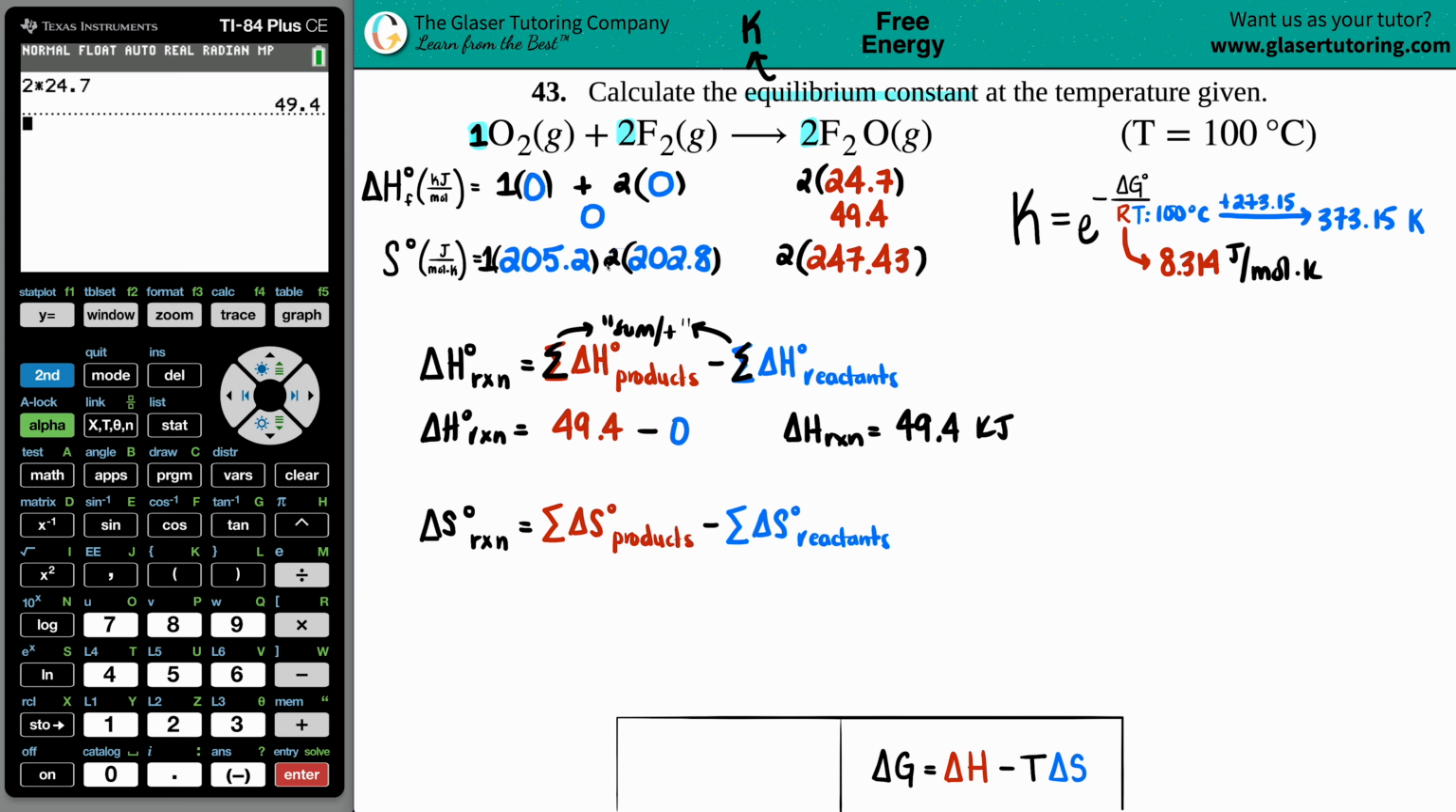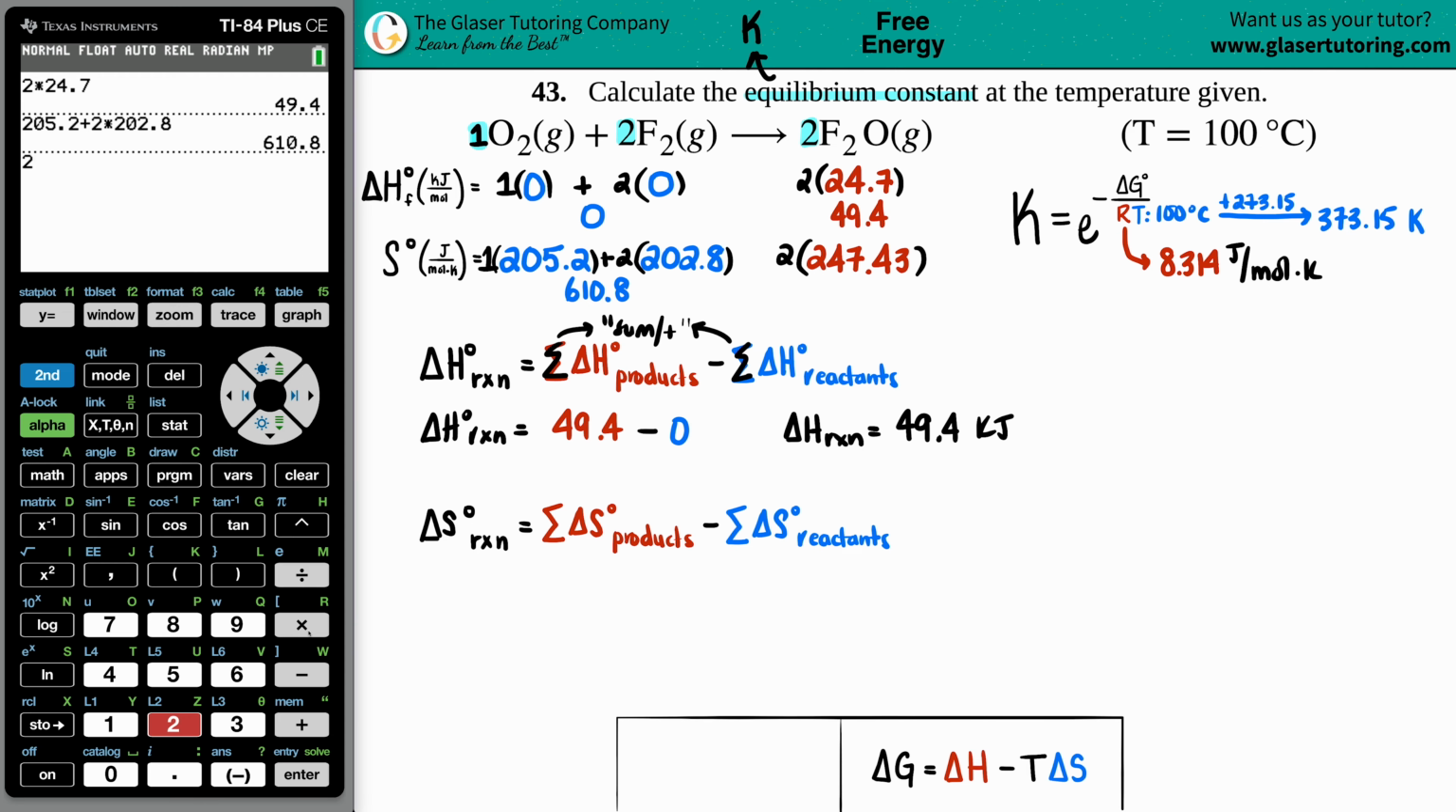Now add up your sides. There's 2 of these, so I have to add them up. I could do this all in one shot. I could say 205.2 plus 2 times 202.8. The calculator will understand. And now we have 610.8 for the total on the left.